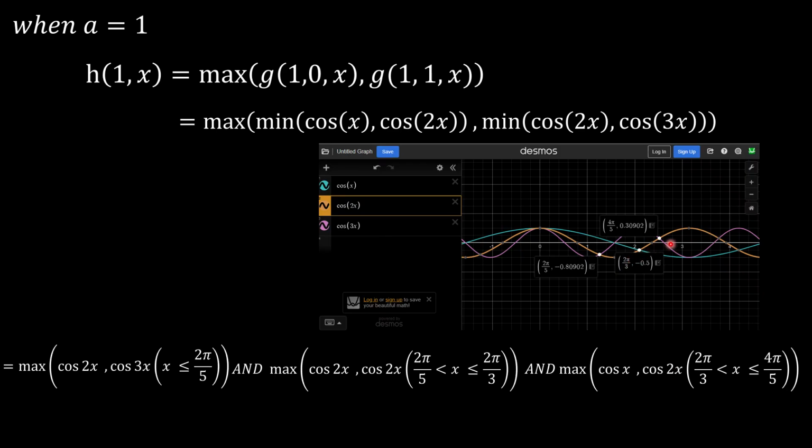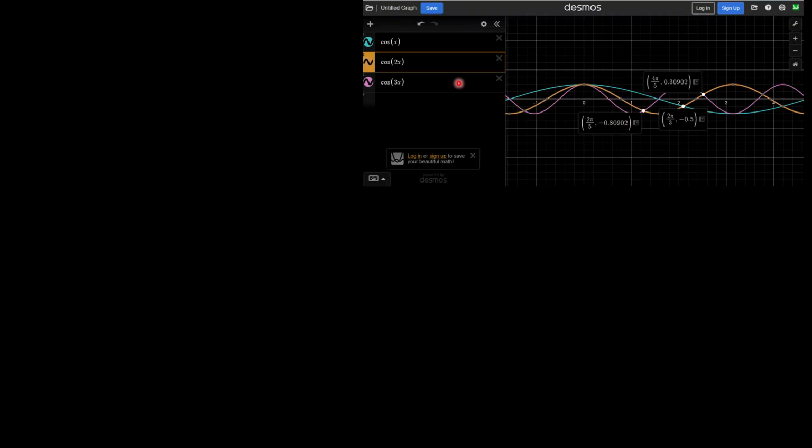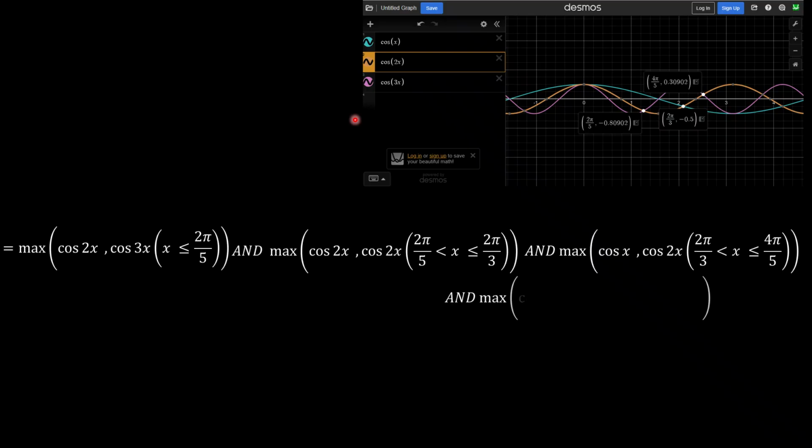Now from 4 pi over 5 to pi, for the minimum between cosine x and cosine 2x, we see cosine x is the minimum, and then between cosine 2x and cosine 3x, we see that cosine 3x now flips back to be the minimum. Okay, so we have to evaluate these independent functions. We have this plot where we want to keep cosine x, cosine 2x, cosine 3x, and we had this expression which we need to solve.